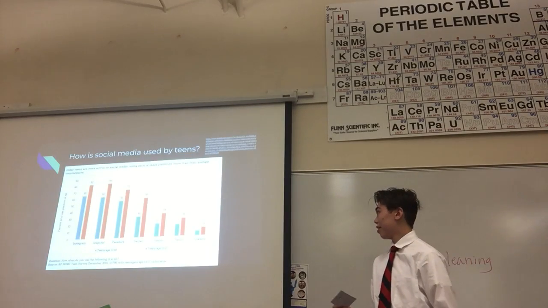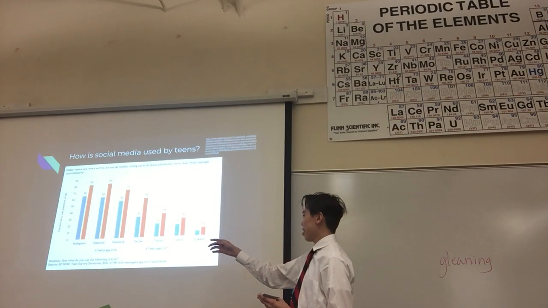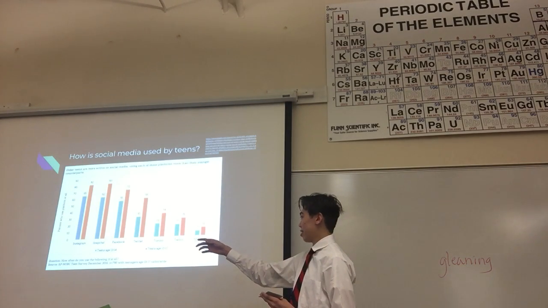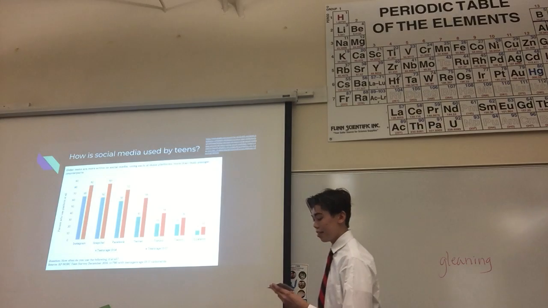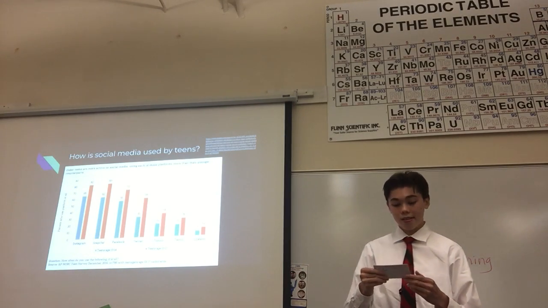So how is social media being used by teens? This graph shows that over half the percent of all age teens use Instagram, Snapchat, and Facebook. So therefore, if you're a teenager, you're more likely to use social media than not.